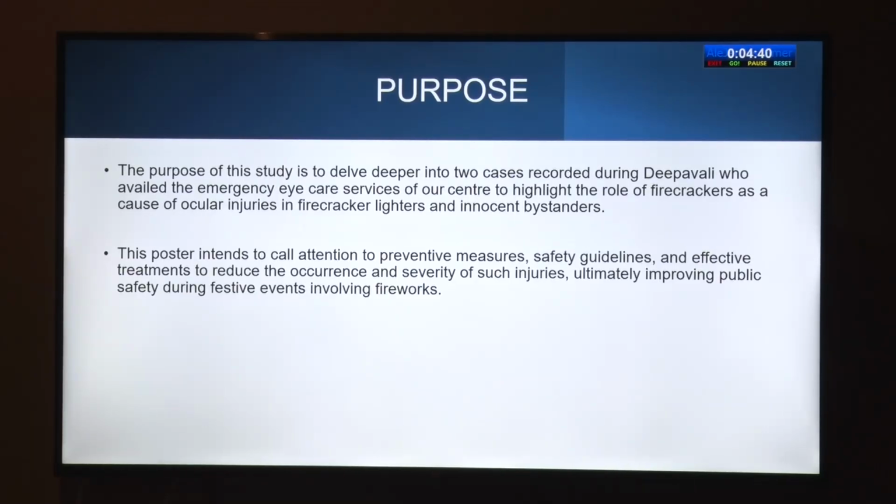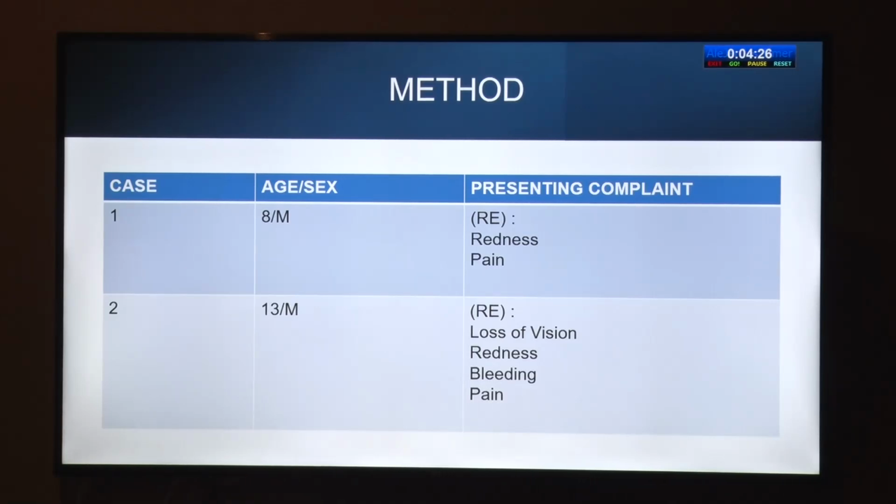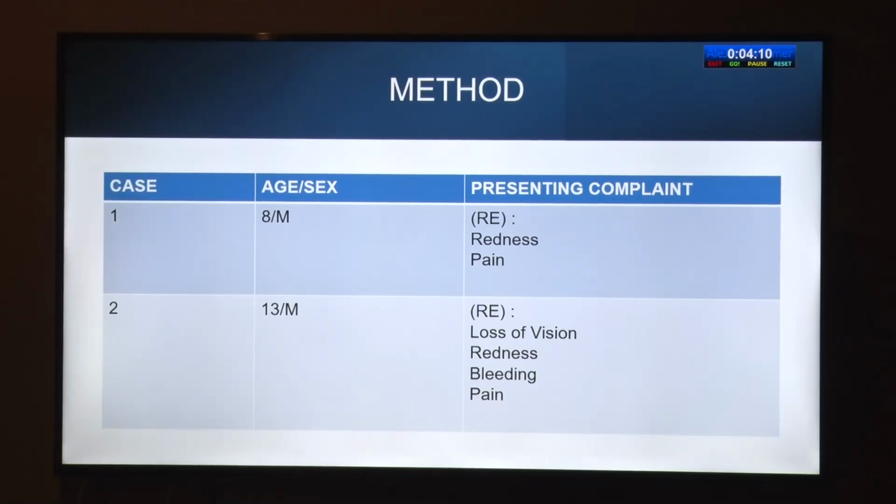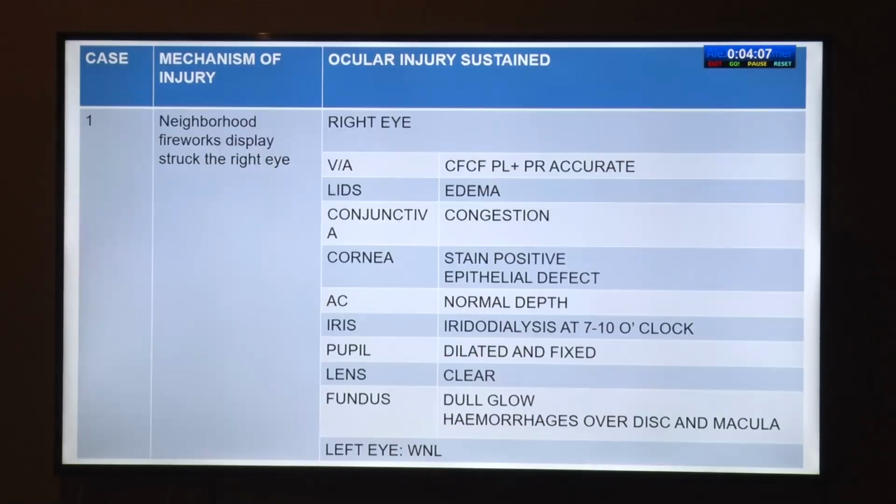This poster intends to call attention to the preventive measures, safety guidelines, and effective treatments to reduce the occurrence and severity of such injuries, ultimately improving public safety during festive events involving fireworks. In the methodology, we are going to talk about 2 patients: an 8-year-old male who presented with complaints of redness and pain, and a 13-year-old male who presented with complaints of loss of vision in the right eye, redness, bleeding, and pain.